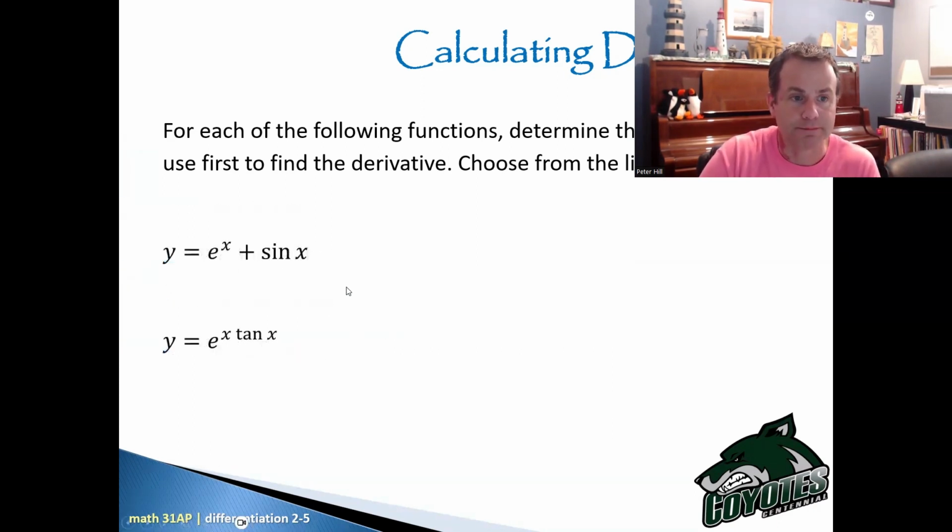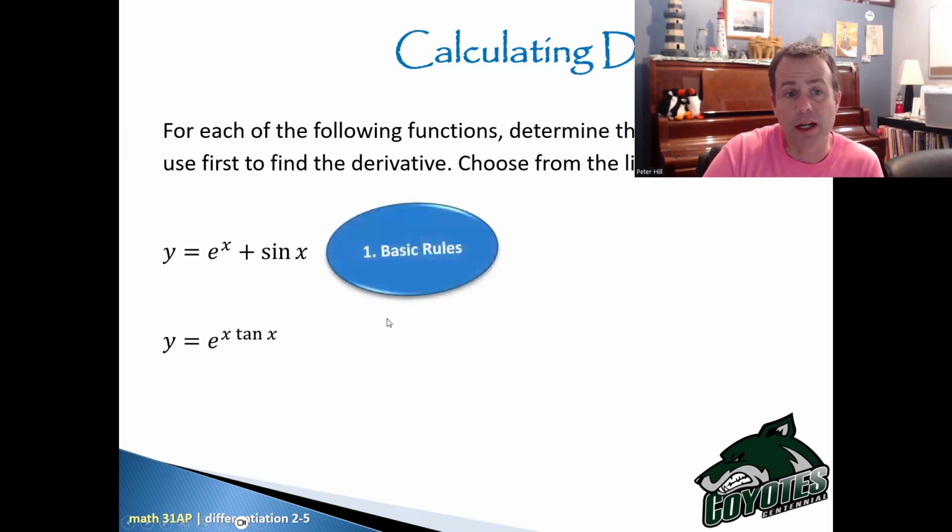Okay. All right. So first one, e to the x plus sine x. Well, that's just going to be basic rules, right? It's just 2 small items being added together. I can take the derivative of each item and add them together.